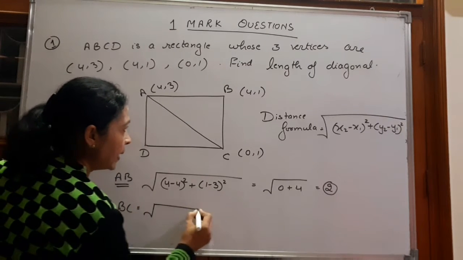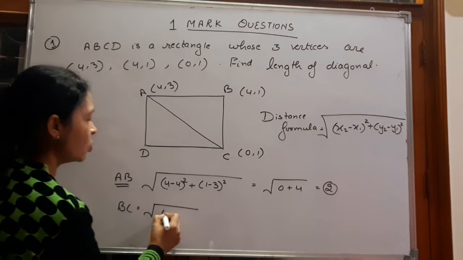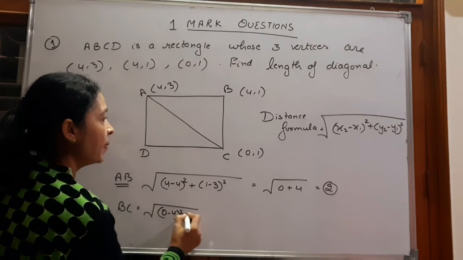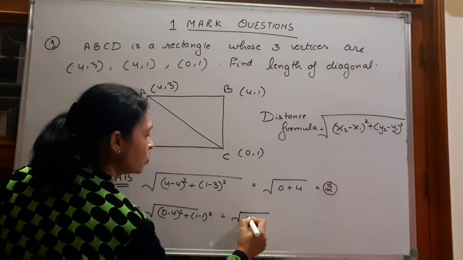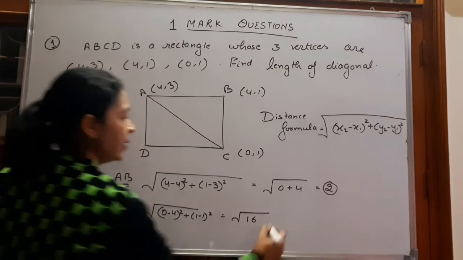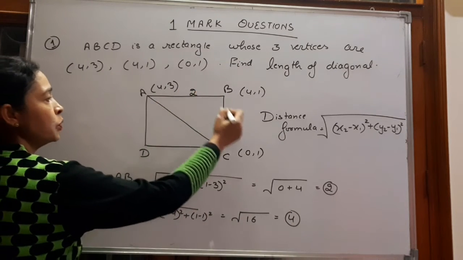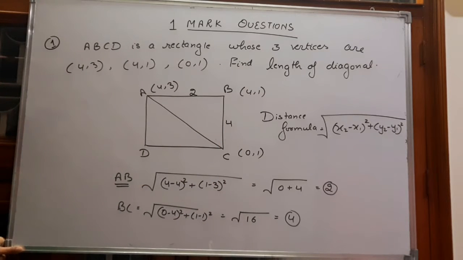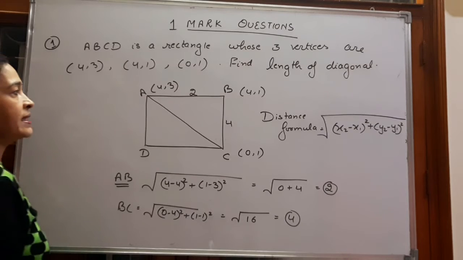BC. Let this be x1, y1 and this be x2, y2. We have (0 minus 4) whole square plus (1 minus 1) whole square. We have 4 square, 16, and root 16 will be 4. Length of AB is 2 units and length of BC is 4 units. Now we have to find the diagonal length AC.